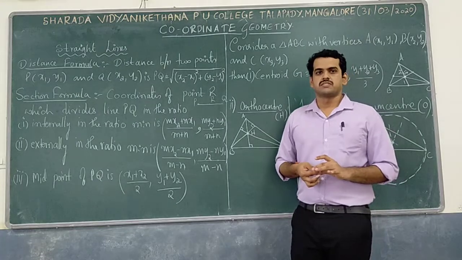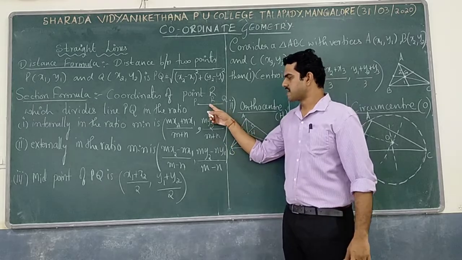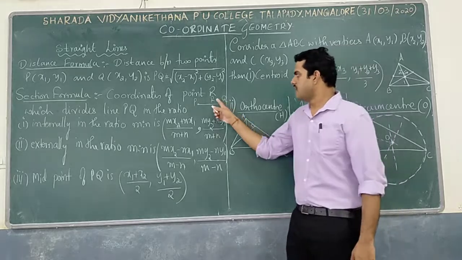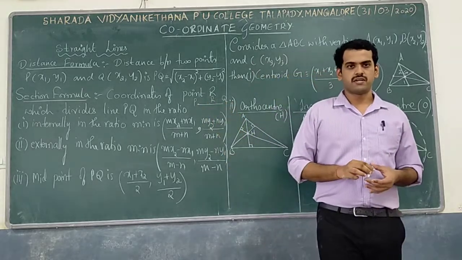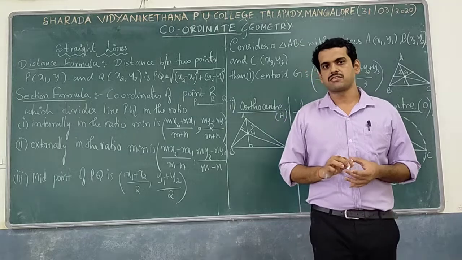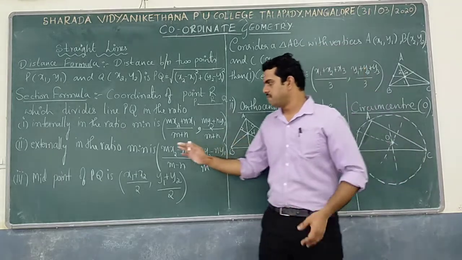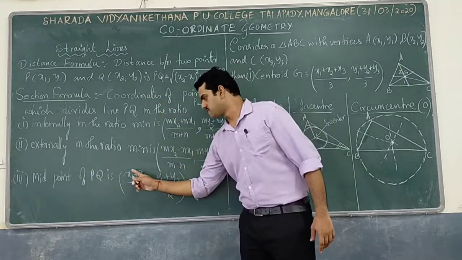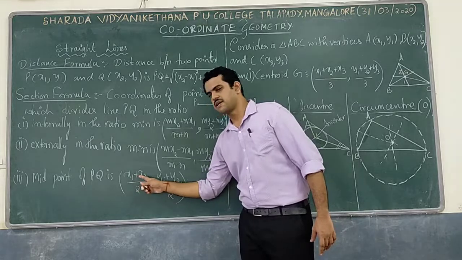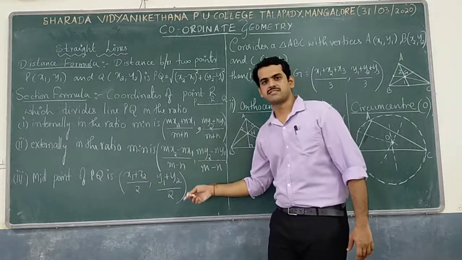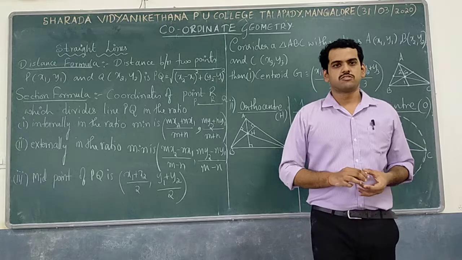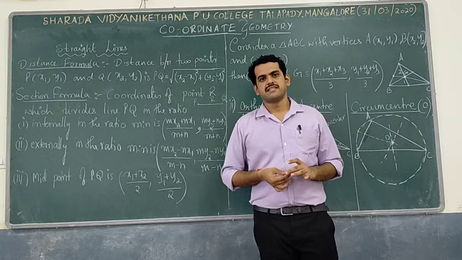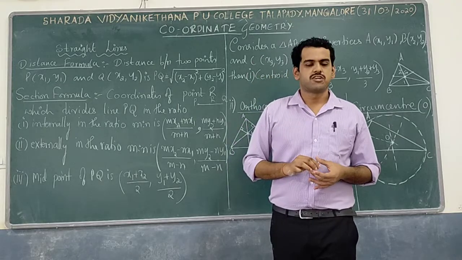And now suppose the point R is located exactly in the middle of the line segment PQ. Then R becomes the midpoint of the line segment PQ. Then we have got the midpoint formula, and the midpoint of PQ is just the average of x1 and x2, that is (x1 plus x2) by 2, and the y coordinate is given by (y1 plus y2) by 2. So these are the fundamental concepts that we will take in the basics of coordinate geometry.